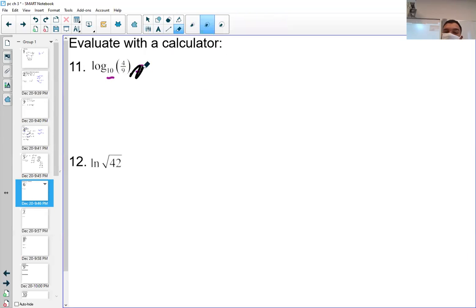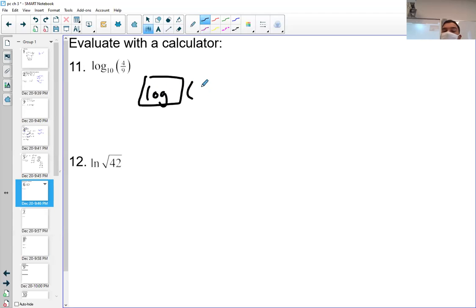Log base 10, by the way, is the normal log. So what that means is you could just click the button that says log and then put, I think it makes a parenthesis, 4 divided by 9 and then close parenthesis. So if it's base 10, you could just click the log button just once. So this is literally what you would type in. And then press enter. And it's going to be some crazy decimal.